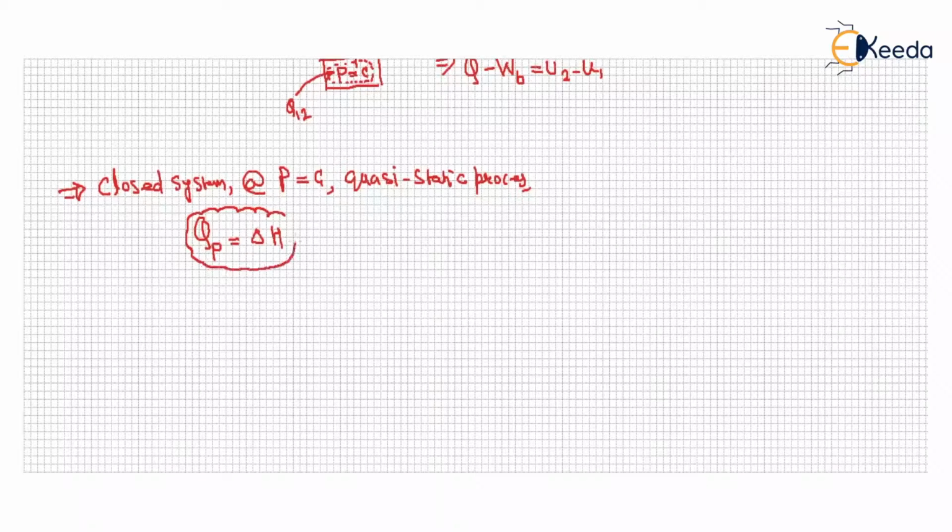So what is the heat transfer? Q 1 to 2 minus W is equal to delta U.